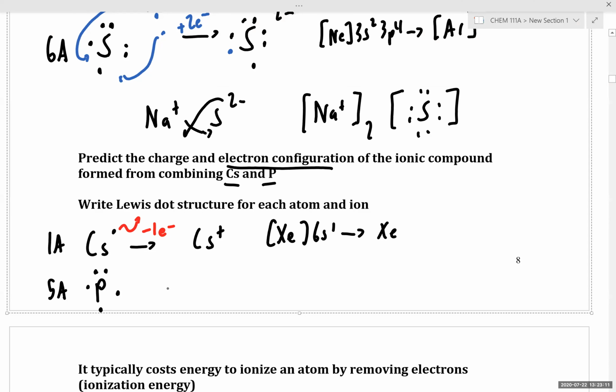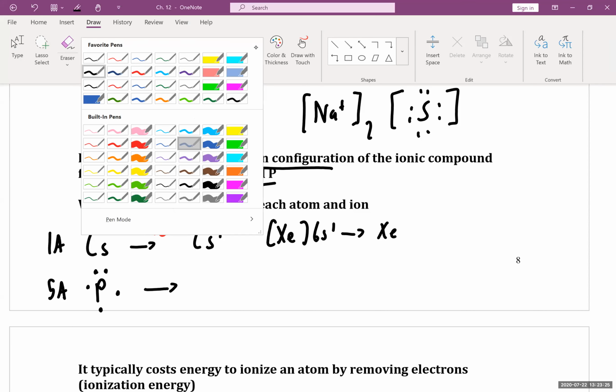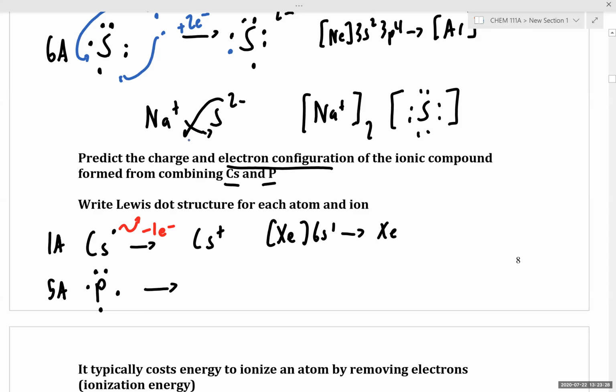How many electrons are we going to gain or lose? Don't be shy to type it in the chat or share your responses verbally. For phosphorus, we need to gain 3, exactly right. 1, 2, 3. So we need to gain 3 electrons, and that in turn gives us phosphide, which is phosphorus 3 minus.